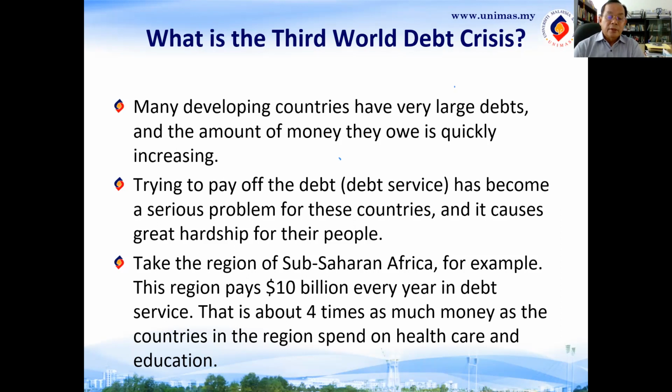So, for example, take the region of Sub-Saharan Africa. This region pays about $10 billion every year to service the debt, to pay the debt, and that is about 4 times as much money as countries in the region spend on healthcare and education. So that money could easily have been spent on the healthcare system, and also on education and so on.